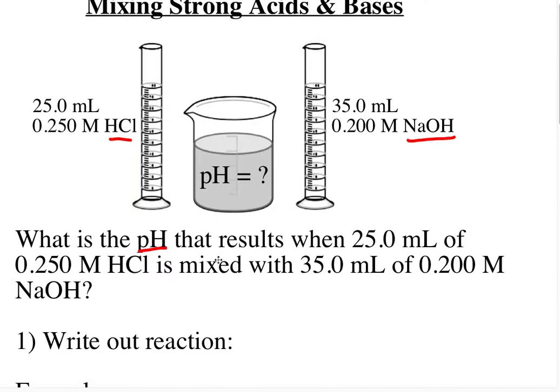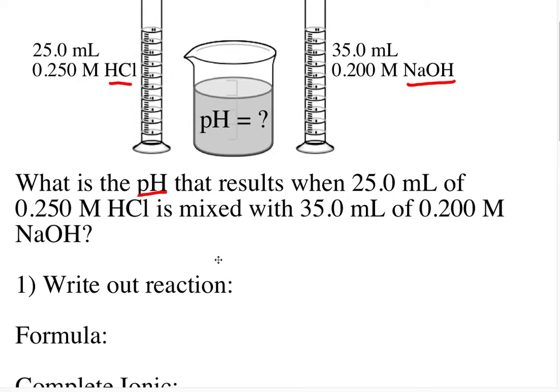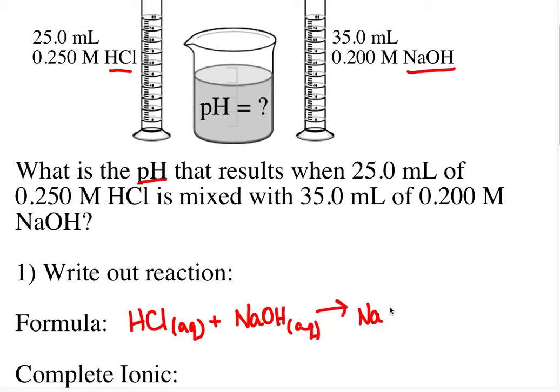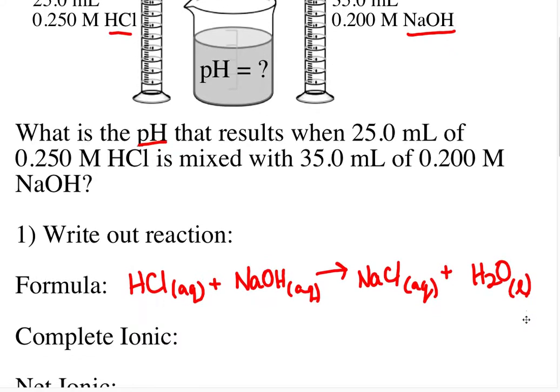So first thing we need to do is figure out what is the reaction that we're talking about here. So write out the reaction. Firstly, the formula reaction. We have our HCl, which is aqueous, NaOH, which is also aqueous, and an acid-base neutralization. What is going to be produced is a salt, in this case NaCl, and water. And water is a liquid as opposed to being dissolved in water like everything else.